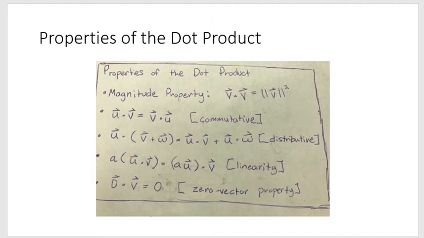And it's commutative, distributive, and it has linearity, which means that you can put the scalar a with vector u or vector v and dot them that way. But do not distribute the a, because then you're going to be accounting for it twice, and we don't really like that. And then the zero vector property is just that the zero vector dot any other vector gives you the scalar 0.